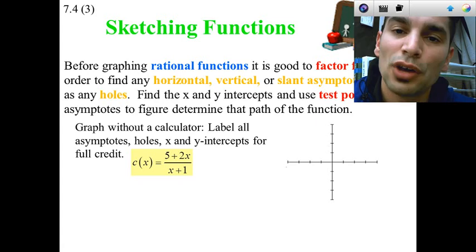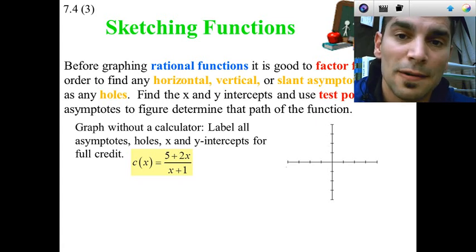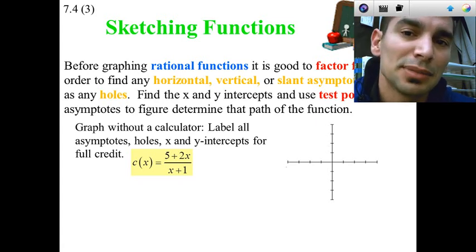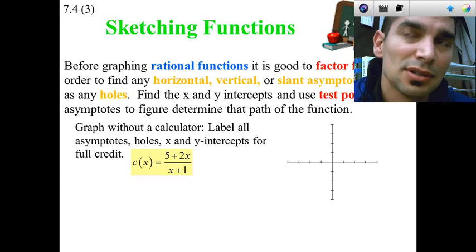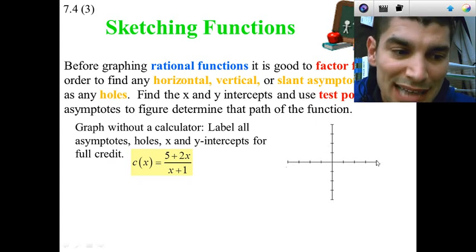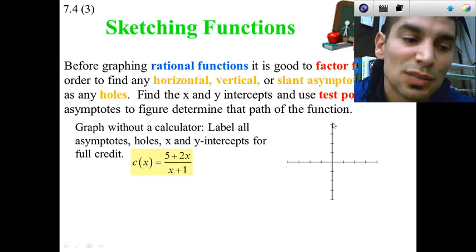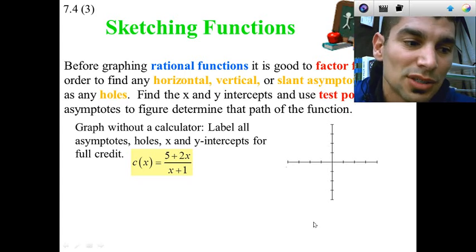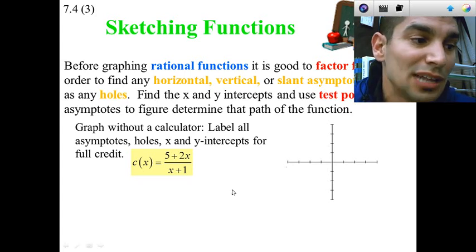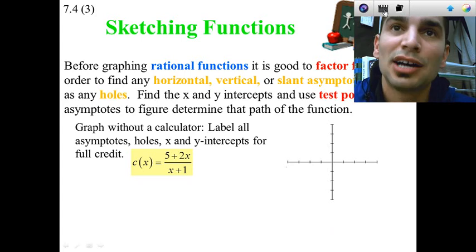How do you find an intercept? X-intercepts? Where does it cross the x-axis? The y value is 0. If I want to know what the y-intercept is, it's where x equals 0. I'm going to let you guys try this, and you can take the next video when you're ready for the answers.